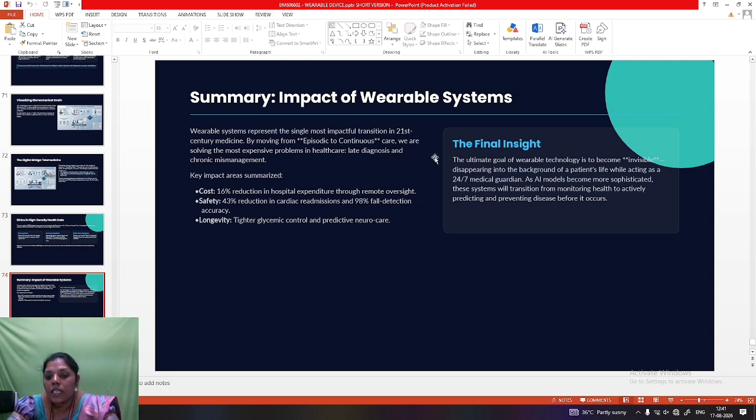The final insight: the ultimate goal of wearable technology is to become invisible, disappearing into the background of a patient's life while acting as a 24/7 medical guardian. As AI models become more sophisticated, the system transitions from monitoring health to predicting and preventing diseases before they are apparent. To conclude, wearable devices play an important role in modern healthcare.